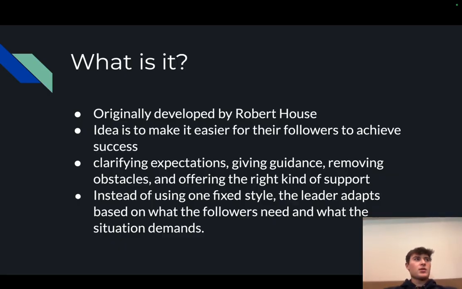So you don't want support at one time that doesn't really affect anybody else, but kind of at the wrong time, sort of like that. And then instead of using one fixed style, leaders that use path goal are kind of flexible, based on what the followers need and what the situation demands.